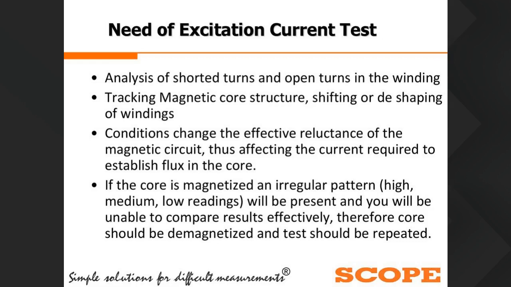But with the help of excitation current, we can easily find out the change in the effective reluctance of the magnetic circuit, which affects the current required to establish the flux in the core. Also, to track the movement of the core, the magnetic core structure, shifting or deshaping of the winding. So with the help of excitation current, we can easily find out.